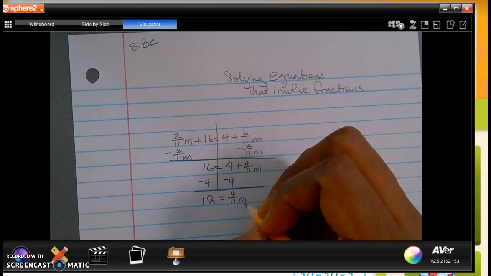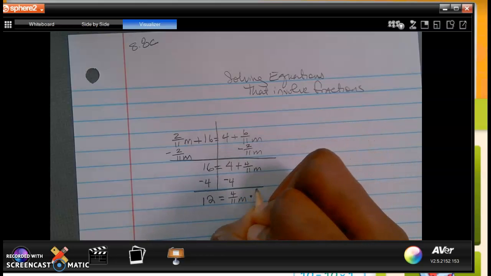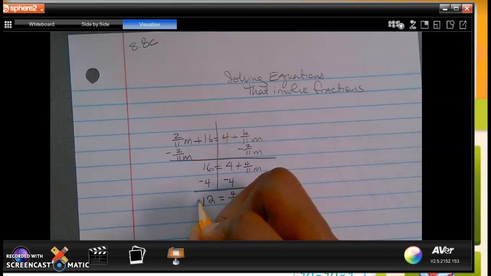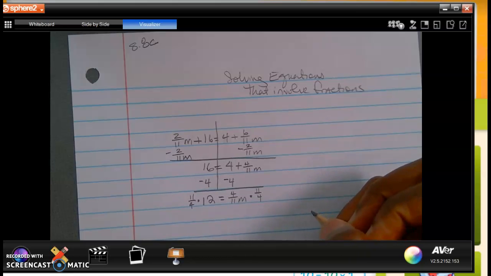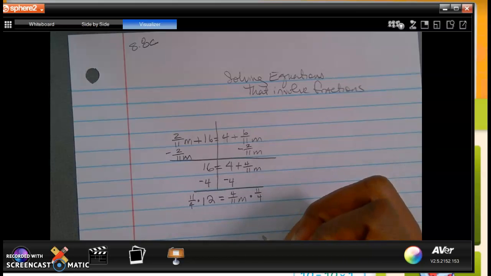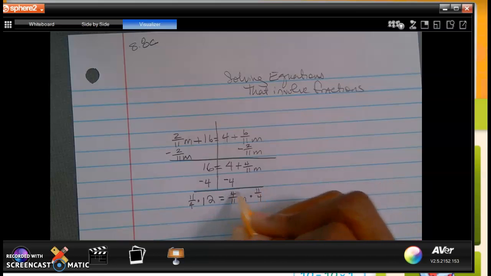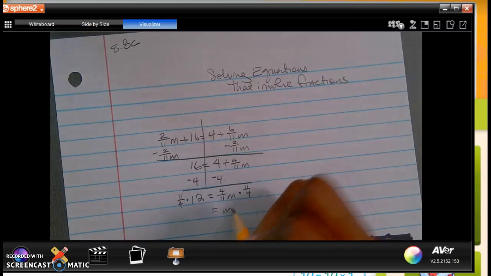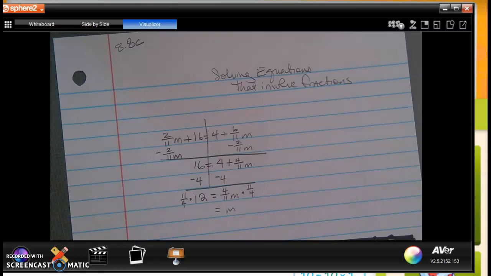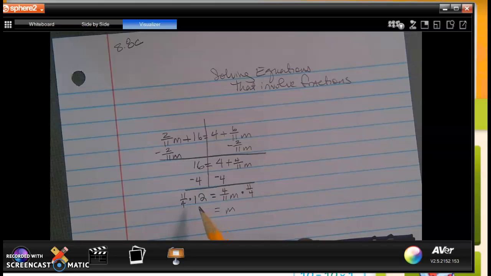So what I'm going to do is multiply each side by 11 over 4. Okay? So in this particular case, again, these will cancel each other out. When those cancel each other out, we'll just have an m left over, okay? When we have our m left over, we know as well that I have to do the same thing to the other side. So what I'm going to do is multiply 11/4 times 12.